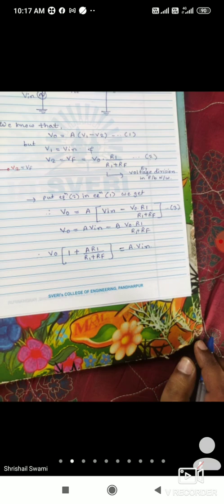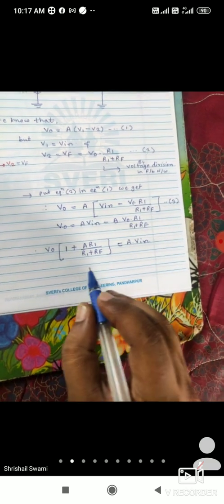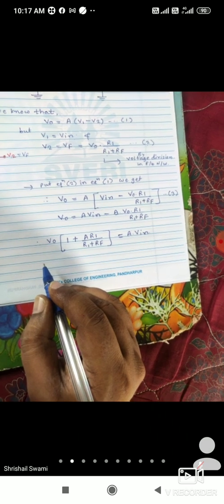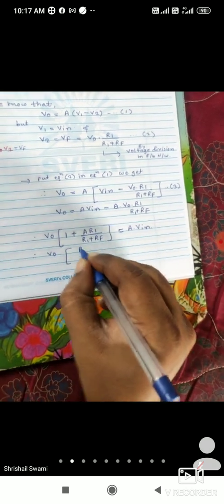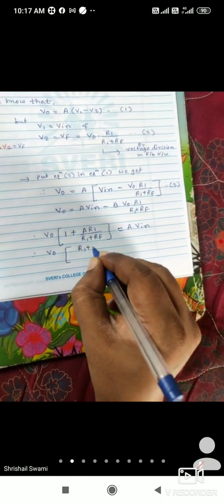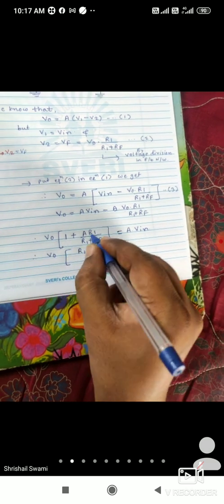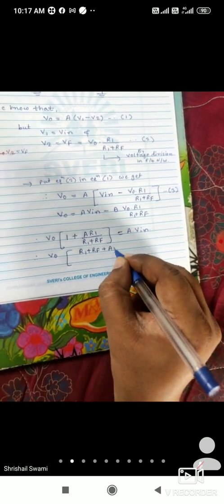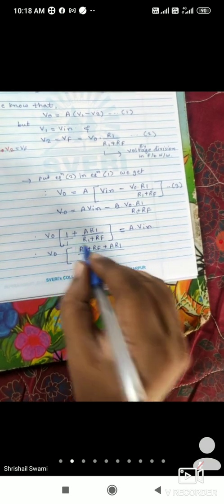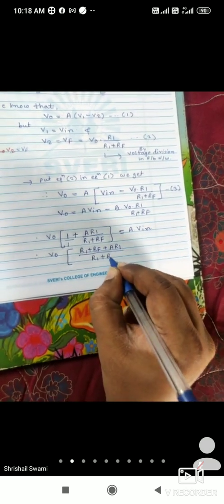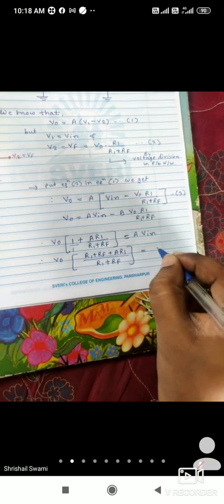Okay, so what is A? So V0, we can consider V0 like this. First do the cross multiplication. V0 is equal to, taking the cross multiplication, 1 into this factor, that is R1 plus Rf, then 1 into AR1 in the numerator, divided by this, where there is nothing, that means 1. Take the cross multiplication, that is R1 plus Rf here, is equal to A into V in here.